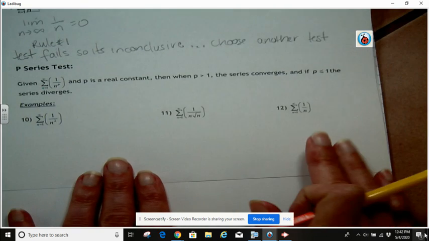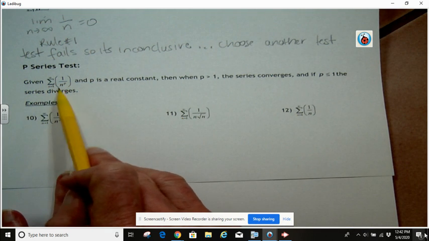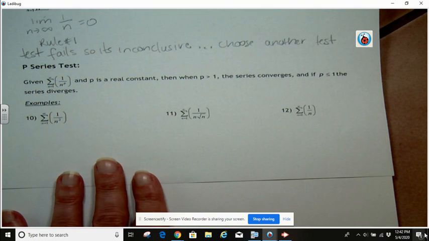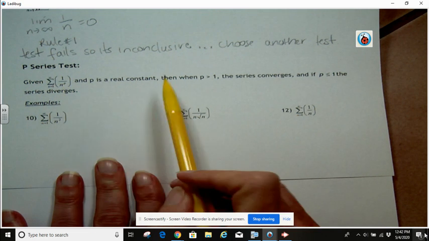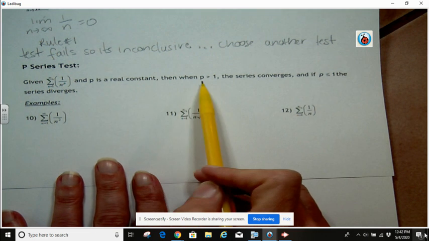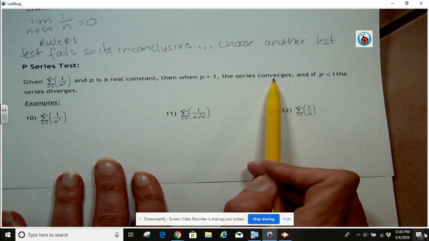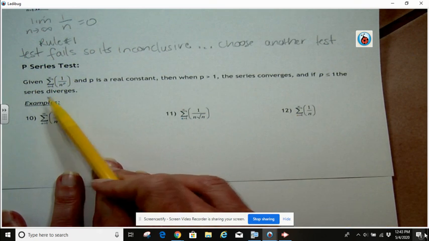So the next test is the p-series test. We have an infinite series, and the expression is 1 over n to the p power. Only real rule is that that power has to be a real number. That's what it means by a real constant. And the power has to be greater than 1. It doesn't have to be an integer, but it has to be a real number greater than 1. If that's the case, the series converges. If the power is a real number less than or equal to 1, the series will diverge.